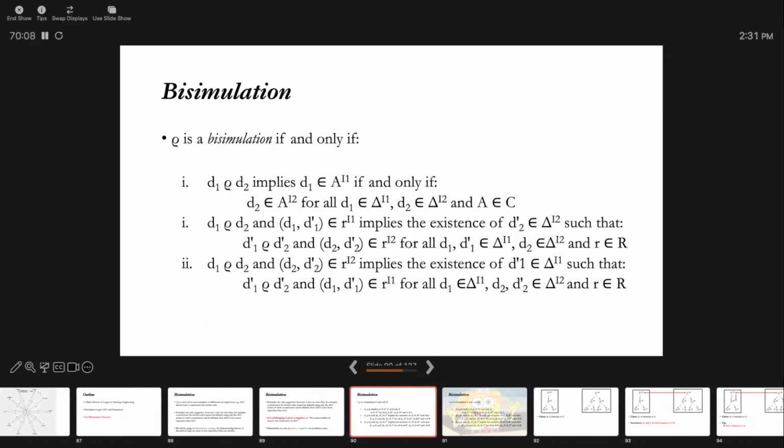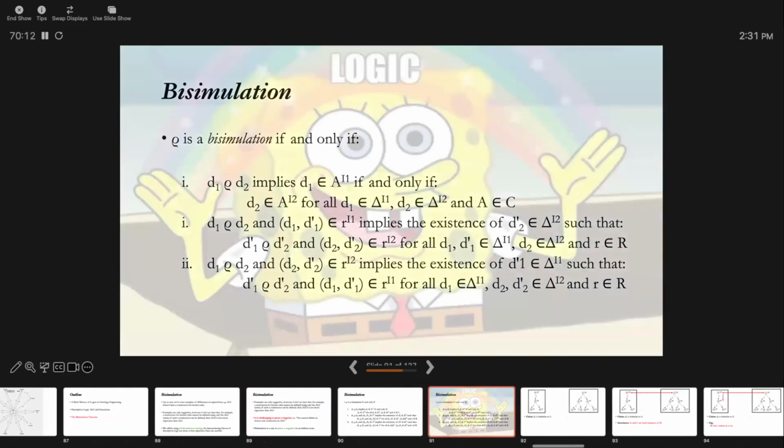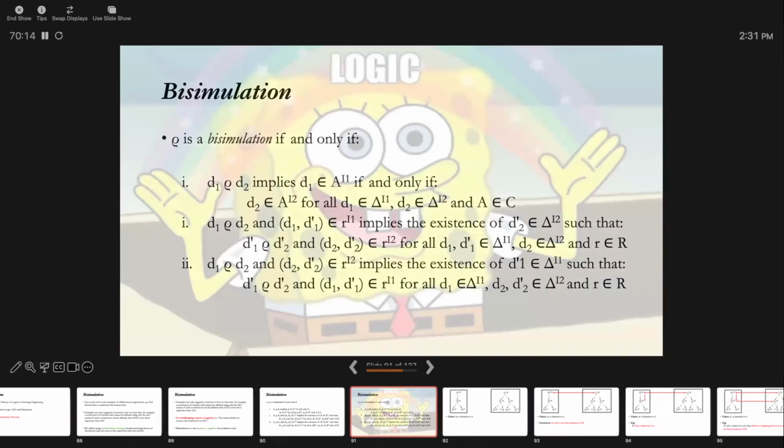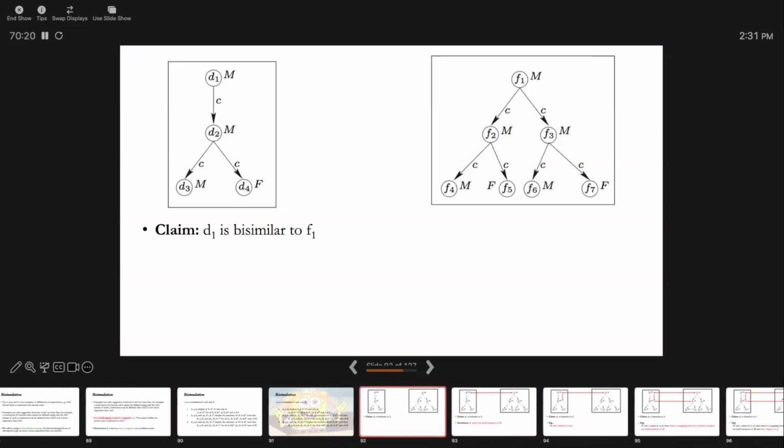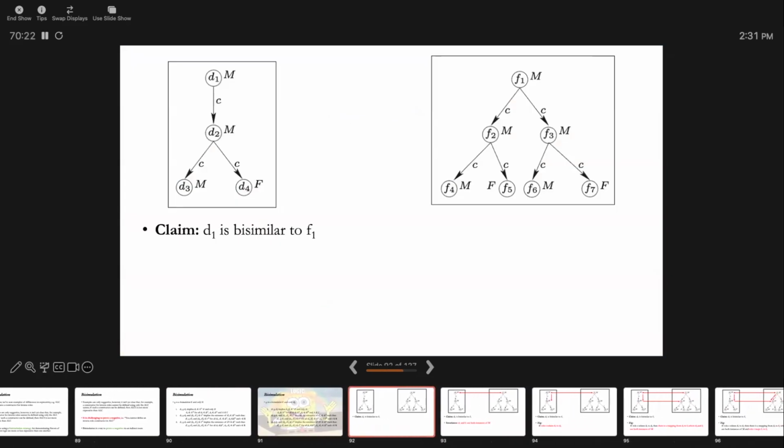This is bisimulation, the theorem itself, the characterization. I will not make you read this. I will just let you look at SpongeBob. Logic. But what I will do is walk through examples, because I think this is an easier way to understand what's going on.